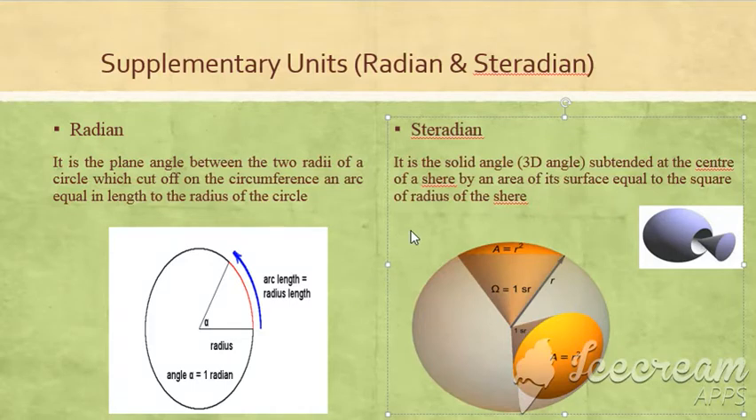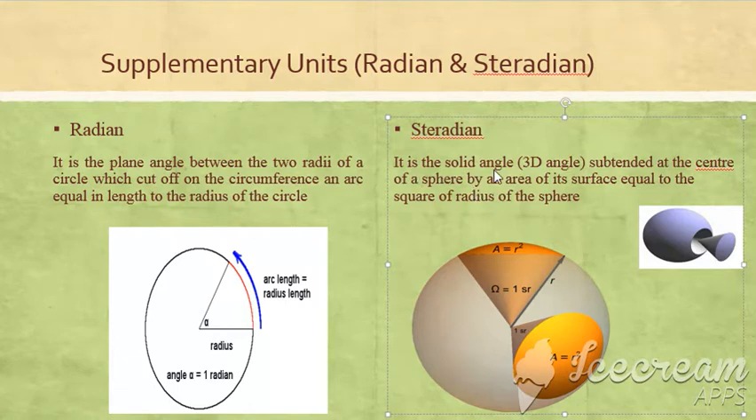Now moving towards steradian. Steradian is a solid angle, means it is a 3D angle. For its description, three-dimensional space means three coordinates x, y, and z are required. It is subtended at the center of a sphere by an area of its surface equal to the square of the radius of the sphere.